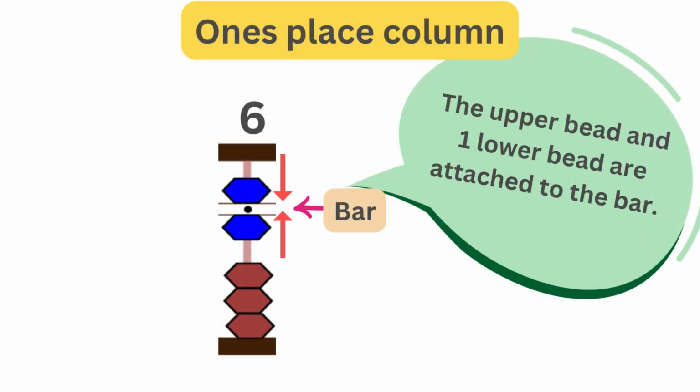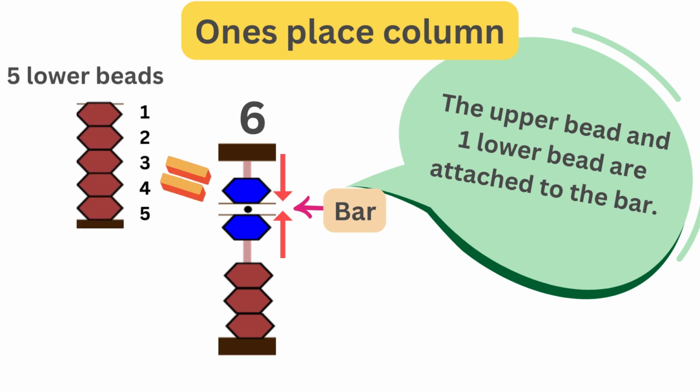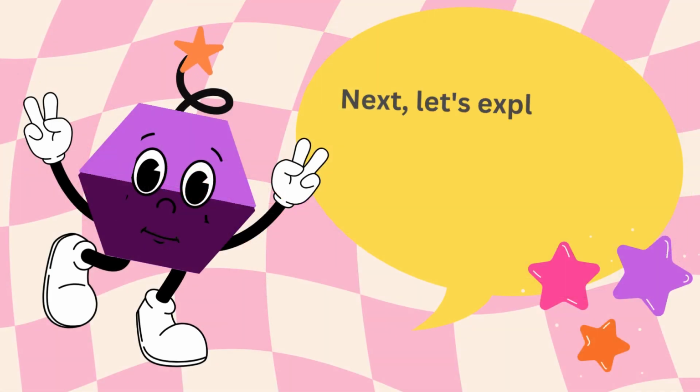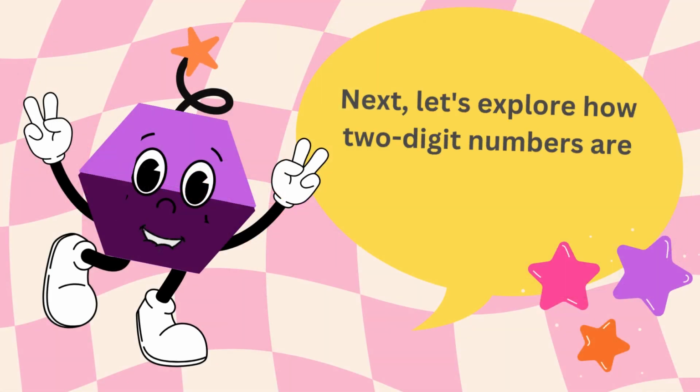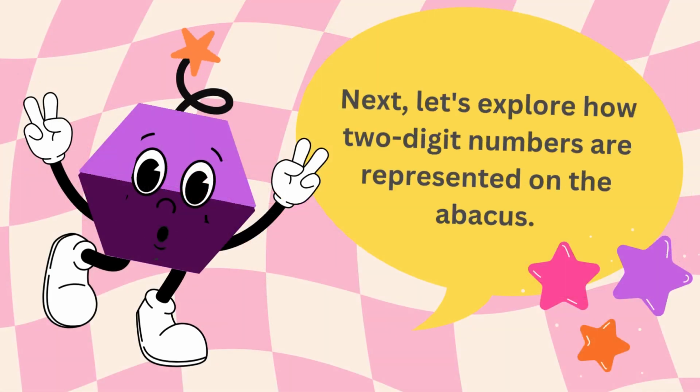This one has a value of 6. Remember? One upper bead is the same as 5 lower beads. Therefore, one upper bead and one lower bead, which is 5 plus 1, is 6. Next, let's explore how two-digit numbers are represented on the abacus.